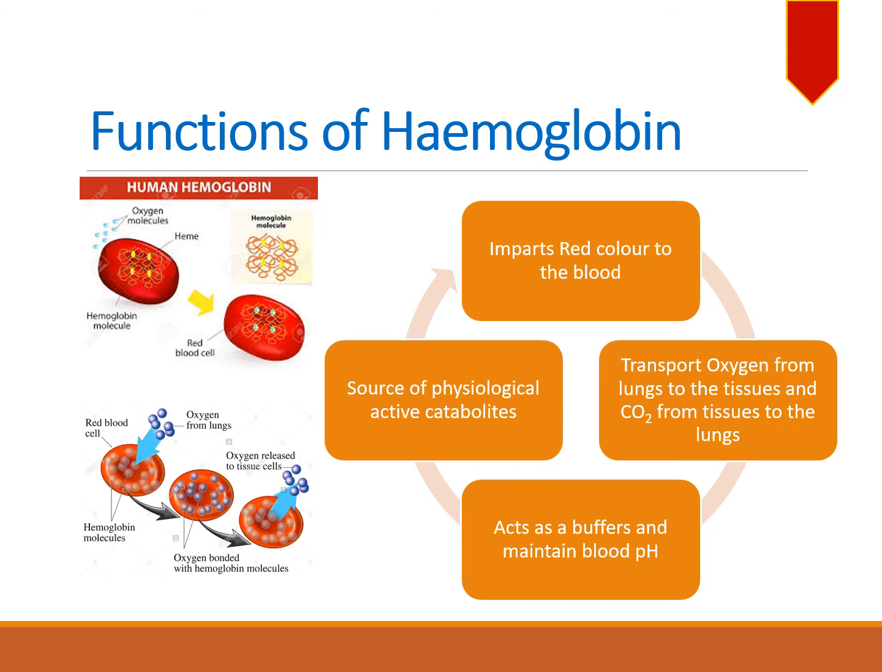Hemoglobin functions by imparting red color to the blood. It helps in the transport of oxygen from lungs to the tissues and CO2 from tissues to the lungs. It acts as a buffer and maintains the blood pH. It acts as a source of physiologically active catabolites.